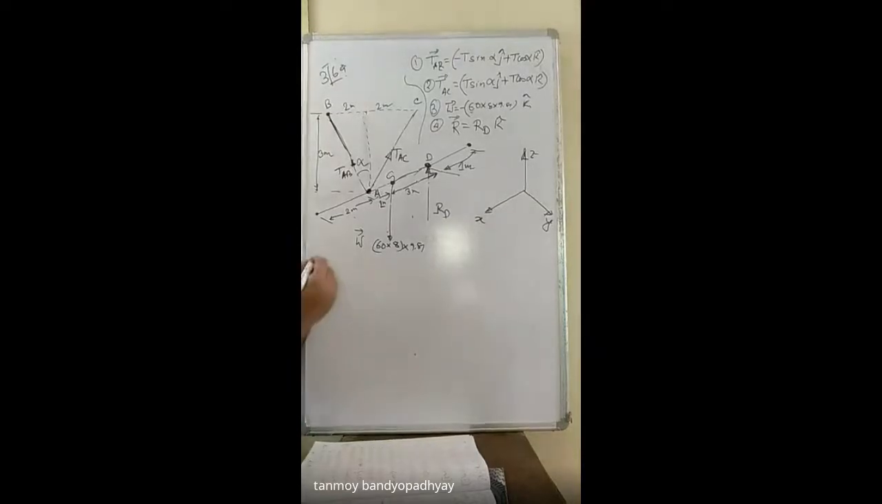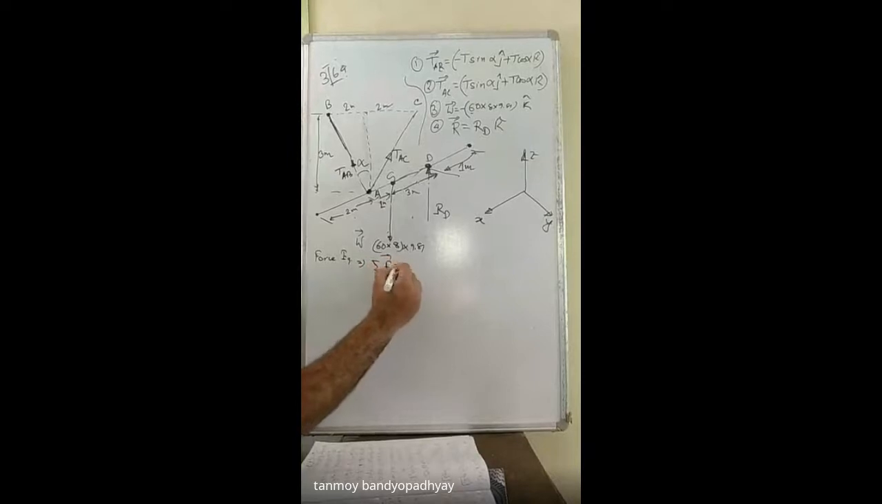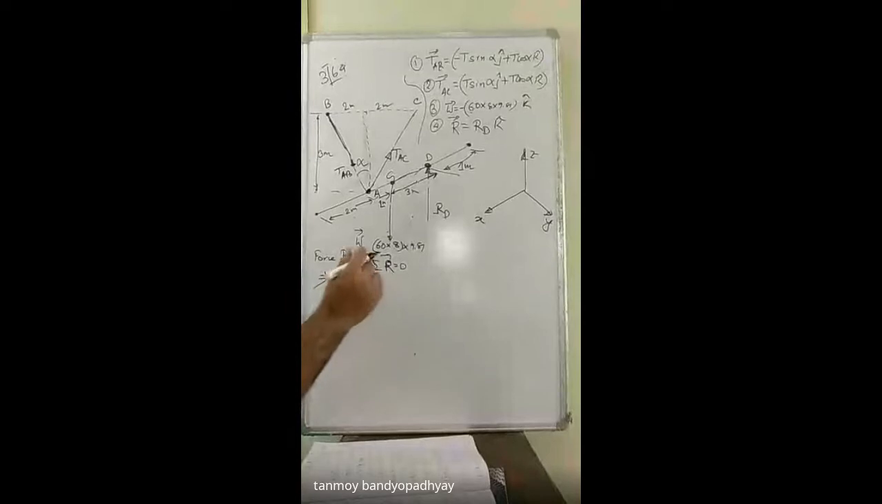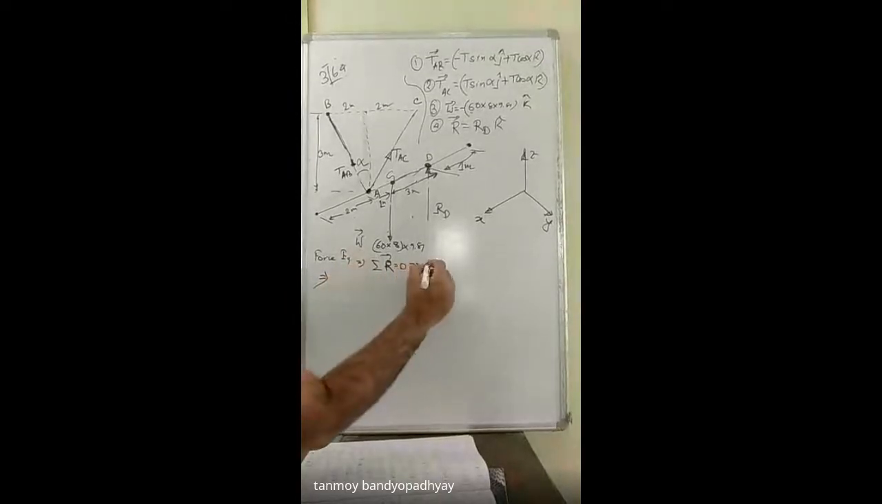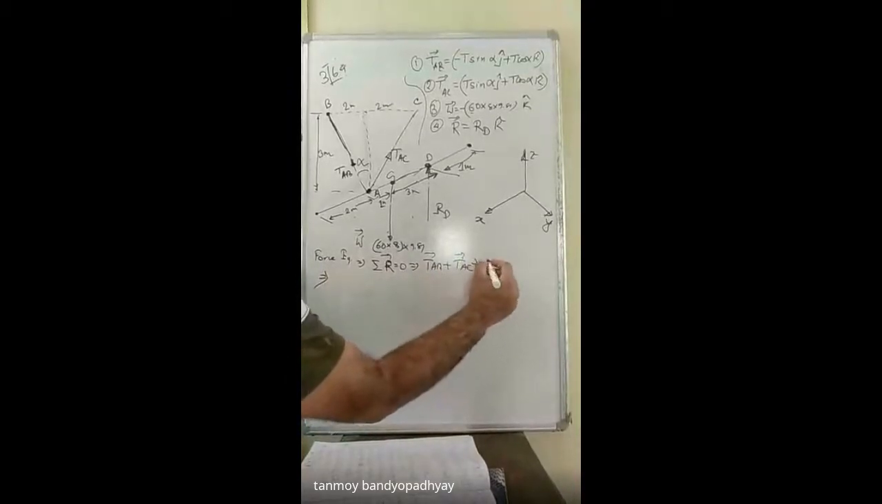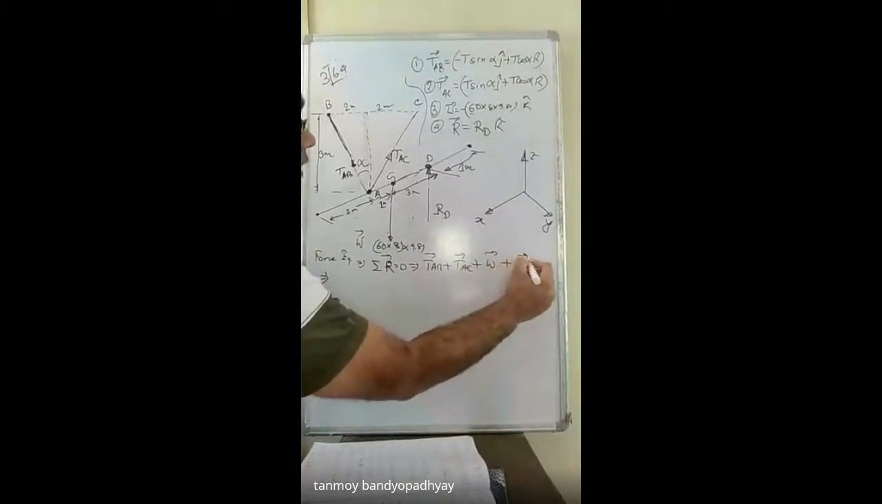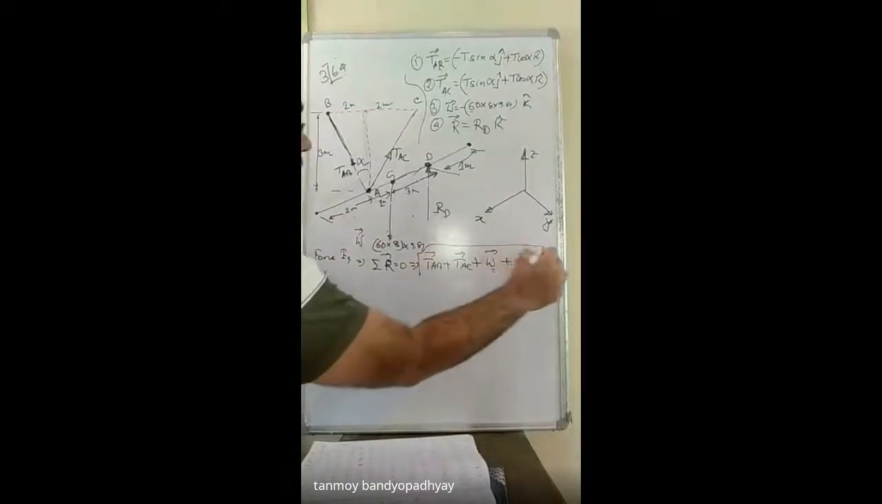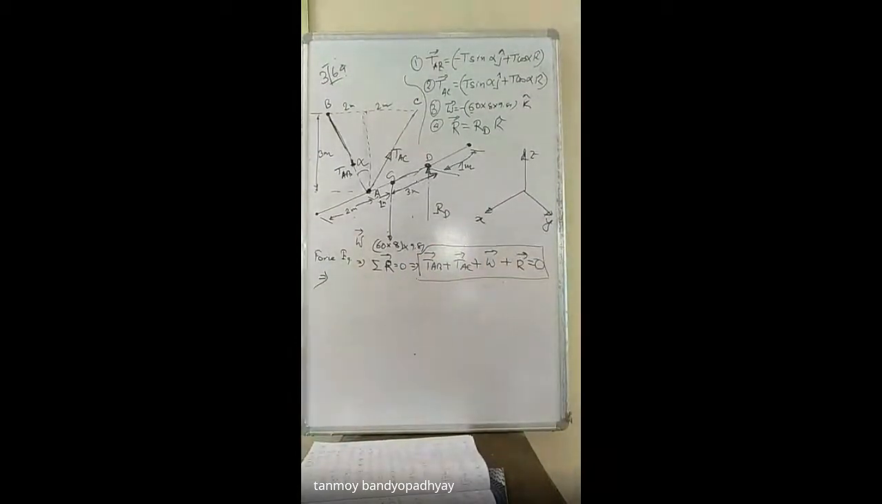Now I write the equation of equilibrium, the equilibrium of the forces. So sigma F is equal to 0, or rather sigma R, the resultant of all the forces, should be equal to 0. What forces do we have here? We should have TAB vector plus TAC vector plus W vector plus R vector equal to 0. So this is the equilibrium of the forces. From here we can derive three independent equations based on the coefficients of i, j and k.